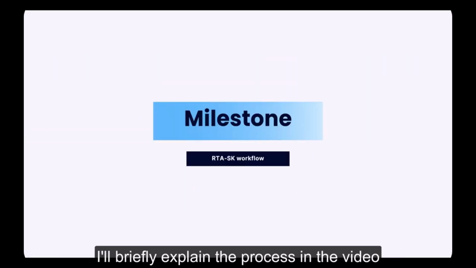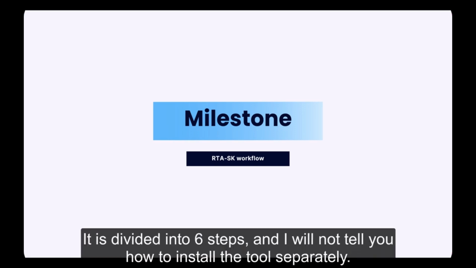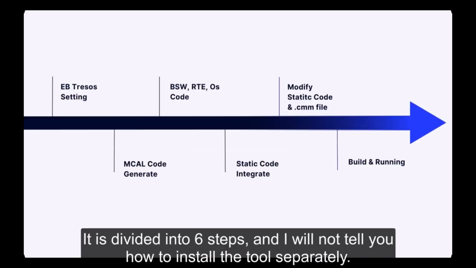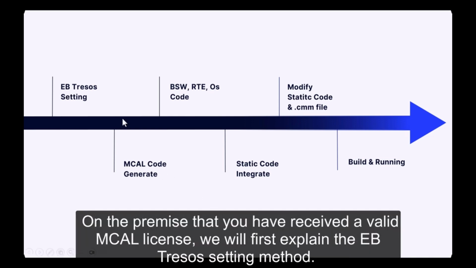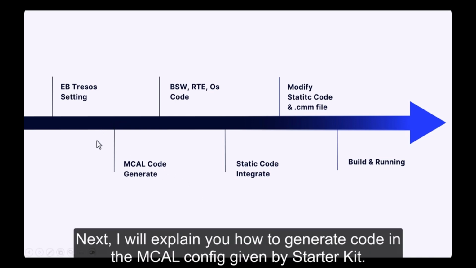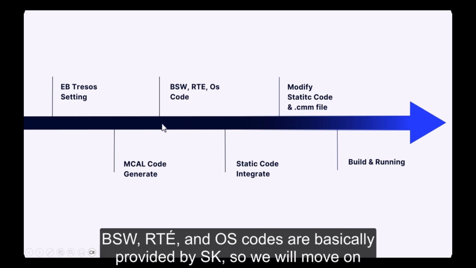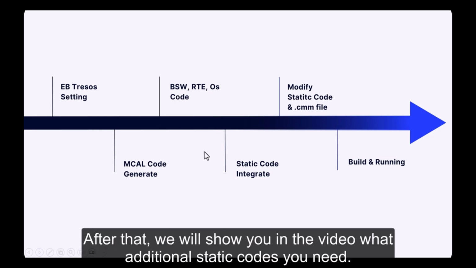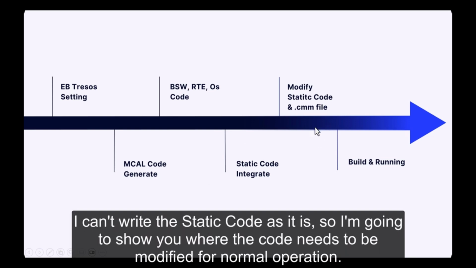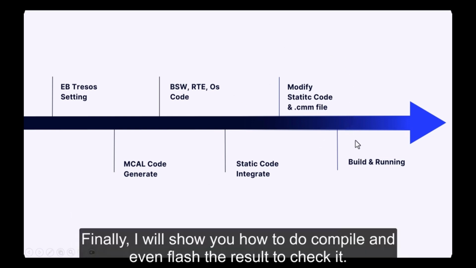I'll briefly explain the process in the video. It is divided into 6 steps, and I will not tell you how to install the tools separately. On the premise that you have received a valid MCAL license, ESW, RT, and OS codes are basically provided by SK. After that, we will show you what additional static codes you need. I'm going to show you where the code needs to be modified for normal operation. I will show you how to compile and even flash the result to check it.